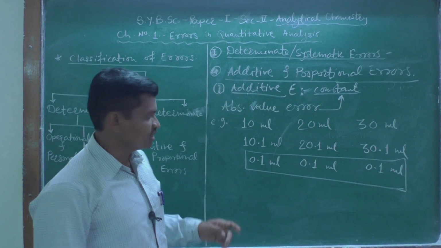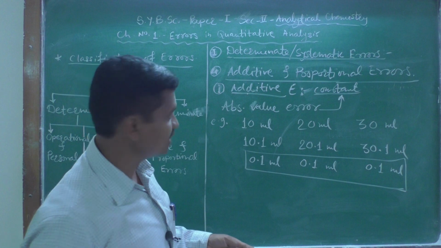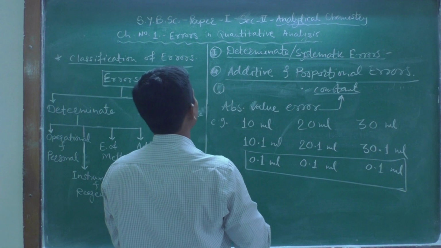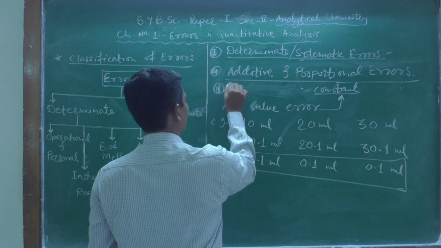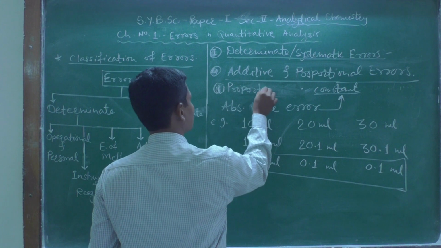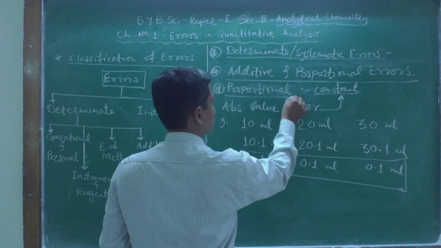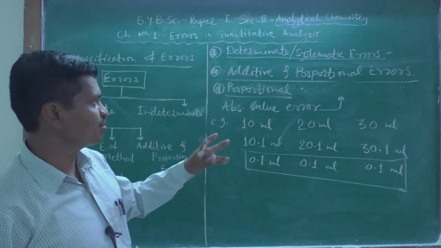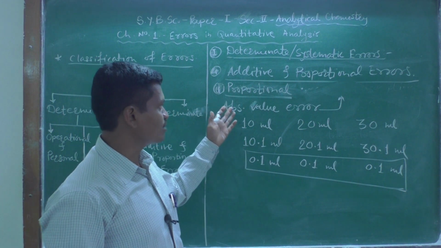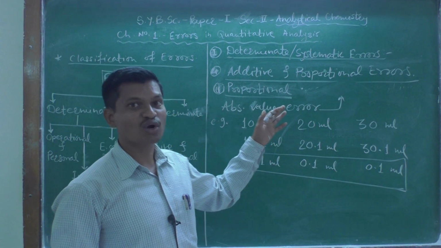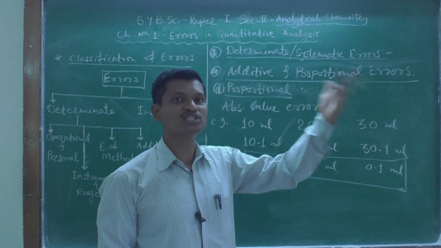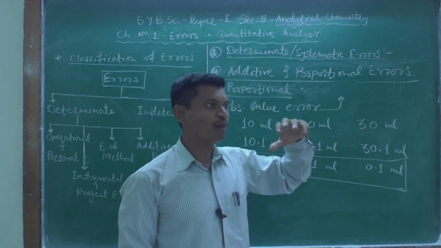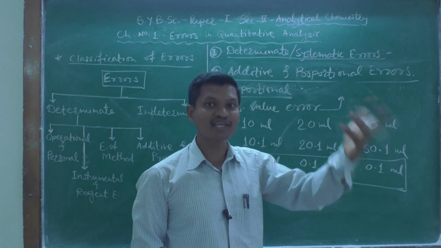Then the second one in this case is proportional error. They are comparable with each other. In proportional errors, the absolute value of the error is not constant, but it increases proportionately with the amount of sample increased.